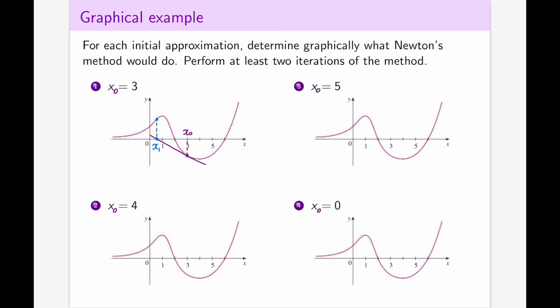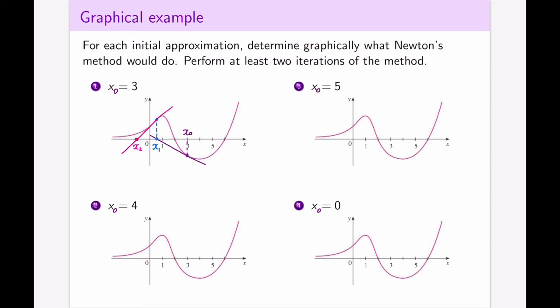And then I repeat the exact same process. So I go up to the graph, I draw the line tangent to the graph, something along those lines. Okay, maybe a little bit better, there we go. And the point where the line crosses the x-axis is the next approximation. It has to perform at least 2 iterations of the method. At least 2 meaning if you can see what the behavior is after 2, then that's fine. And if you don't, then carry on.